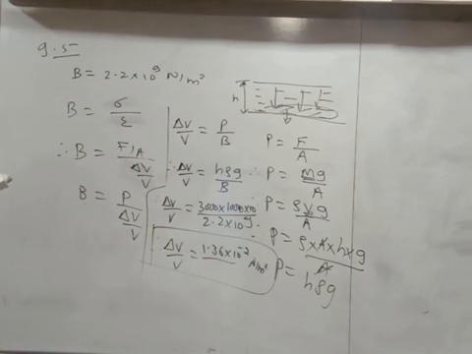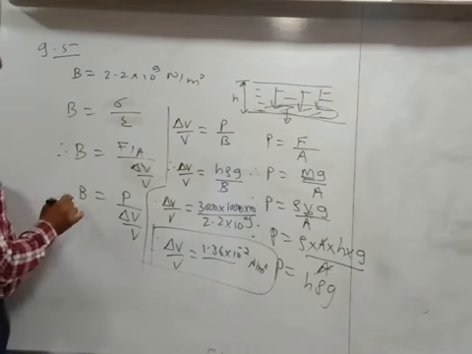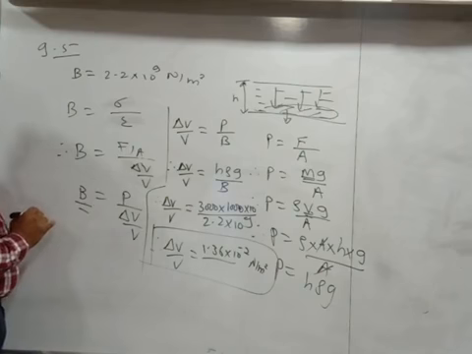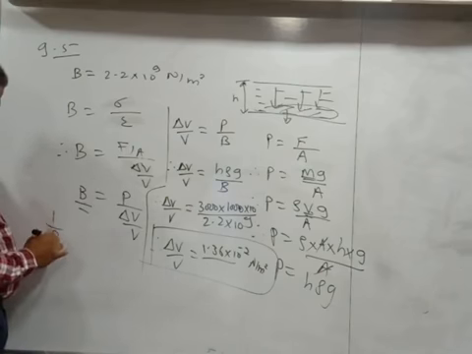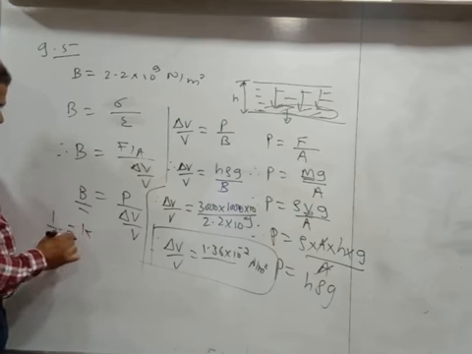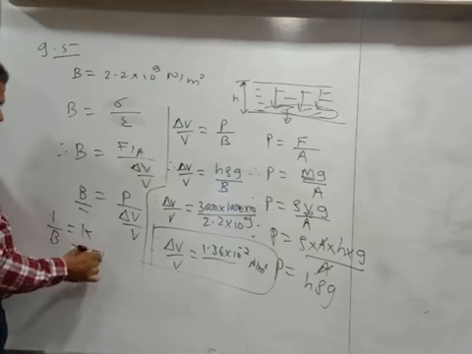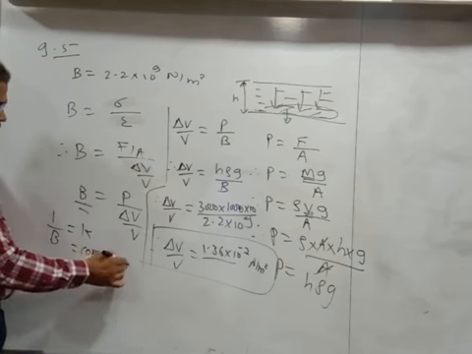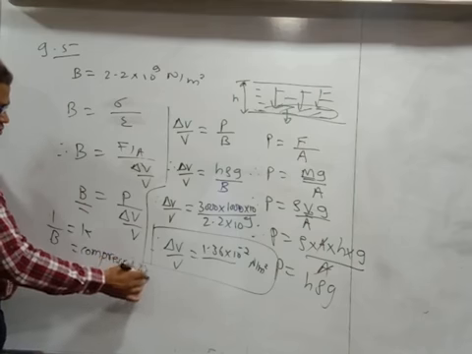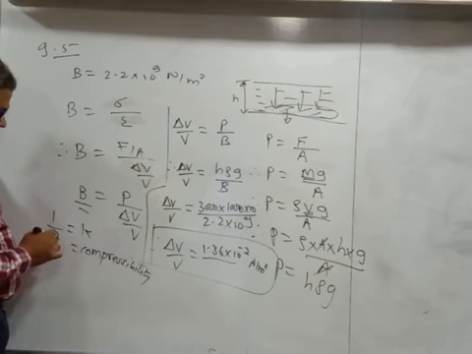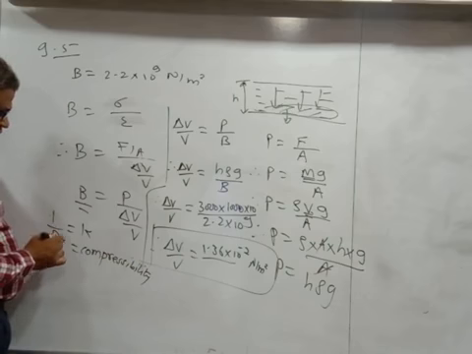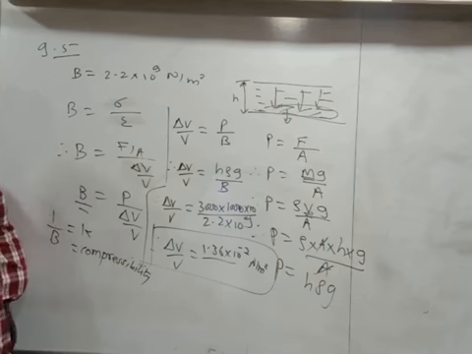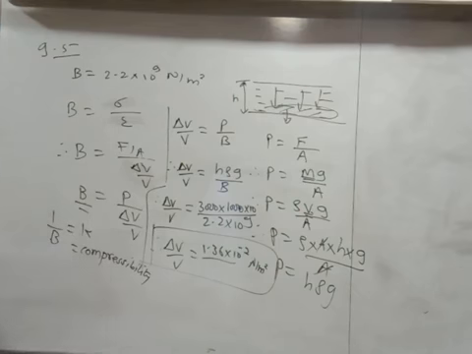Now one more thing I want to mention: bulk modulus is given here. 1 upon B, that is, the reciprocal of the bulk modulus, is known as compressibility. You must keep this in mind, that the reciprocal of the bulk modulus is known as compressibility. Okay, so this is how we complete all your illustrations.